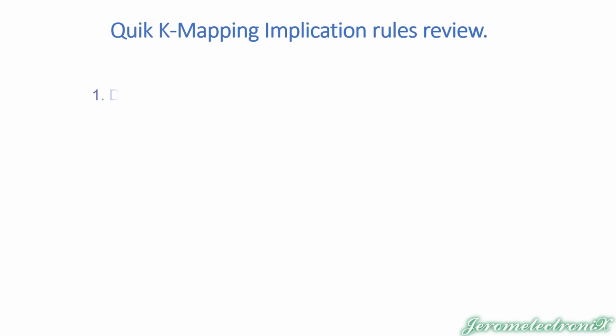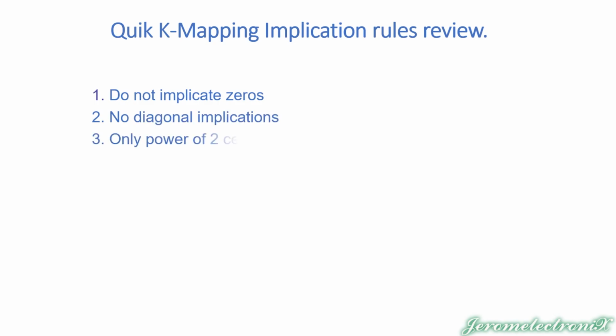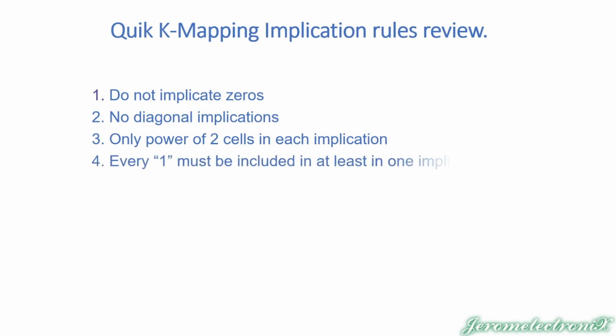Okay, here's a quick K-mapping implication rules review. Do not implicate zeros. Do not diagonally implicate. Only power of two cells in each implication. Only power of two cells in each implication?